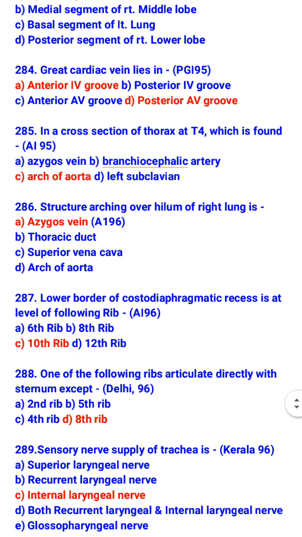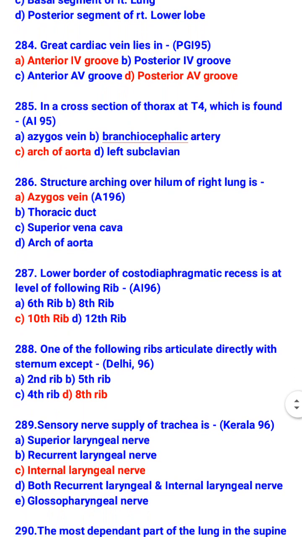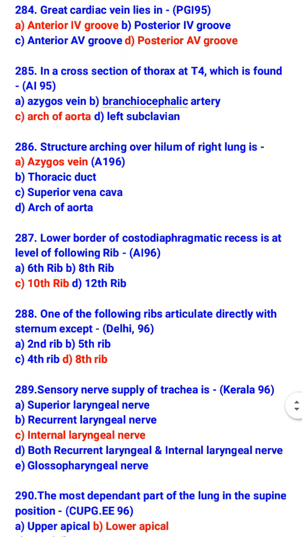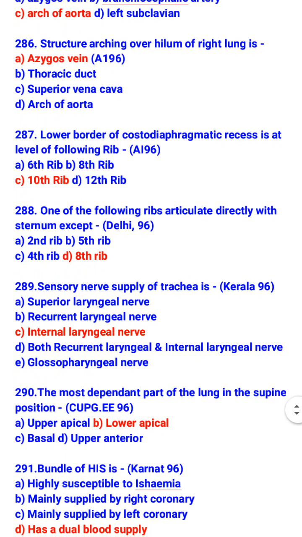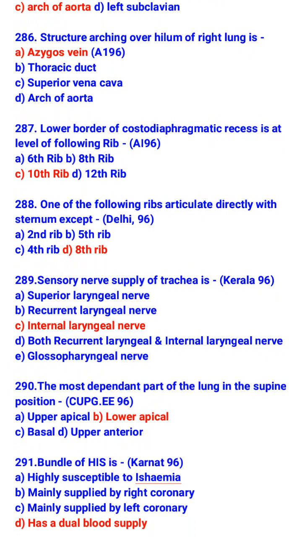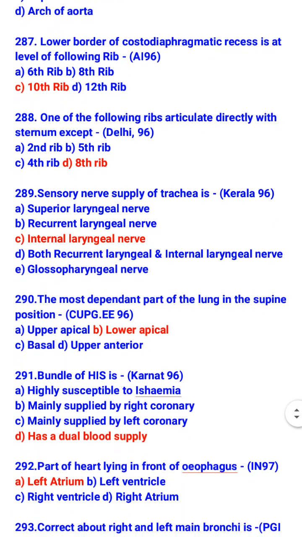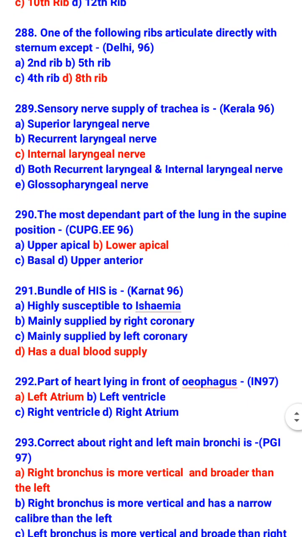Lower border of costodiaphragmatic recess is at level of 10th rib. One of the following ribs articulate directly with sternum except 8th rib. Sensory nerve supply of trachea is internal laryngeal nerve. The most dependent part of lung in the supine position is lower apical. Bundle of His has a dual blood supply.